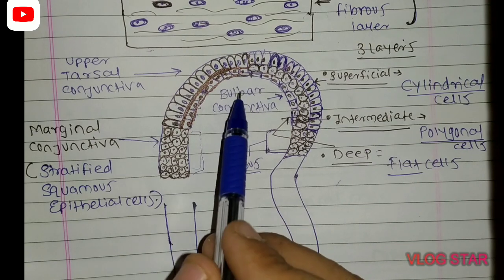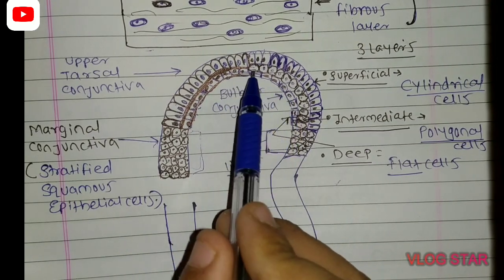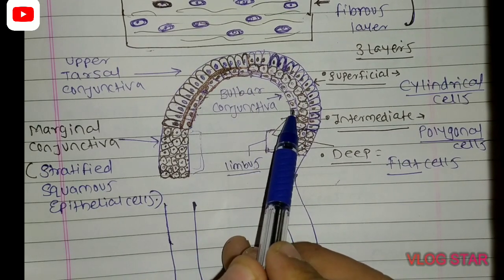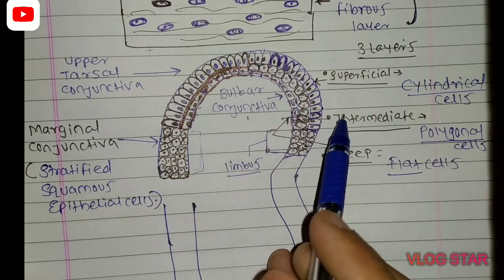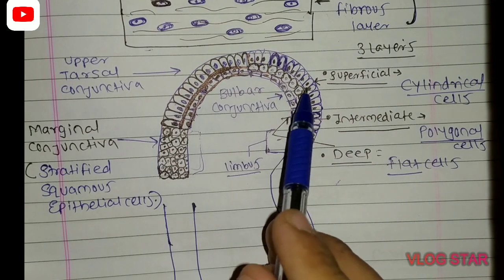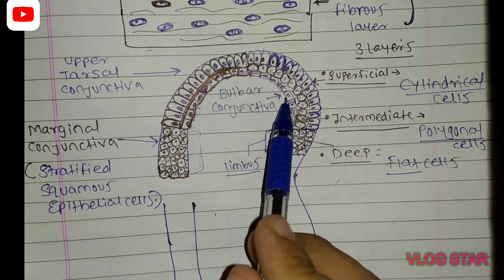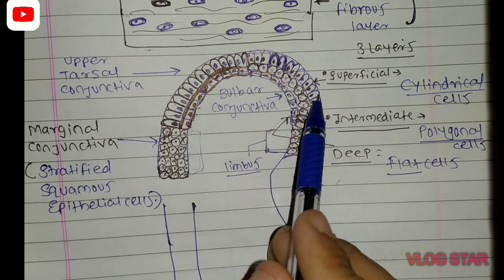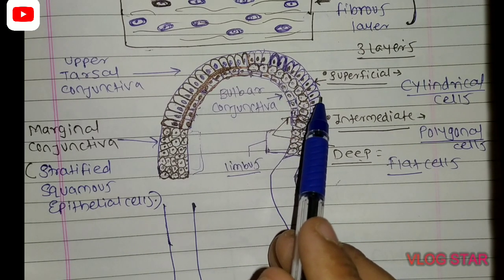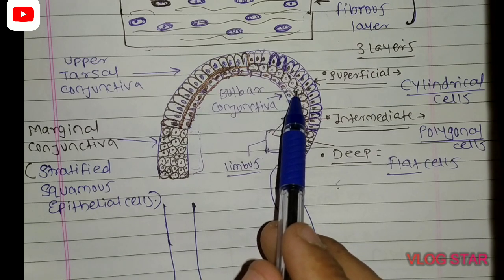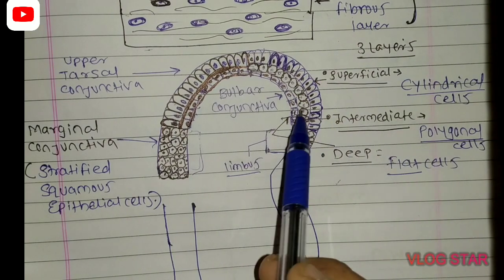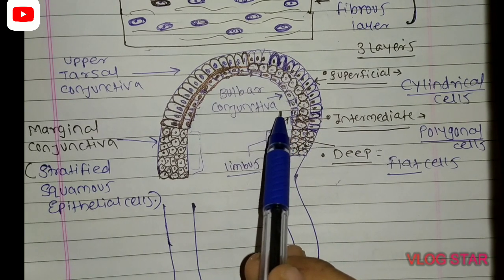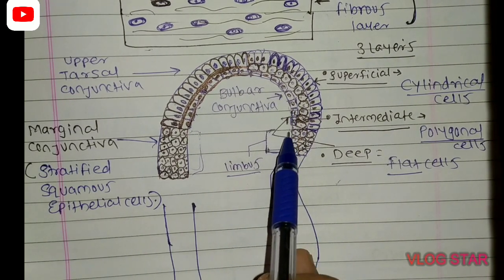Then comes the fornix as well as the bulbar conjunctiva. This is the superior fornix and this is the bulbar conjunctiva. The superior fornix as well as the bulbar conjunctiva are made up of three layers: superficial, intermediate, and deep. The superficial layer is again formed by cylindrical cells, which are cylindrical in shape. The middle one has polygonal shape, that is, polygonal cells, and the deep layer is formed by flat cells.